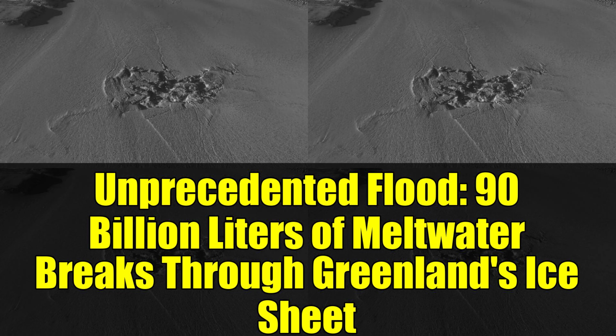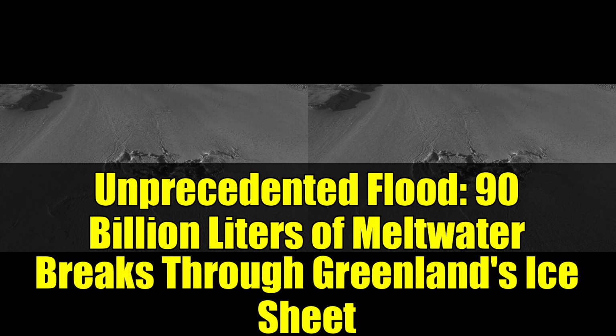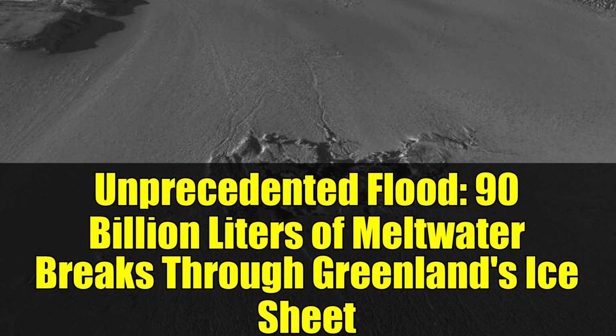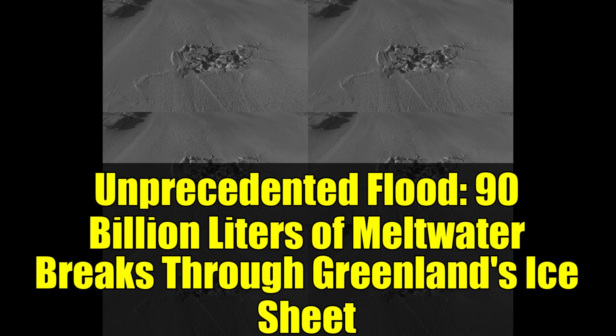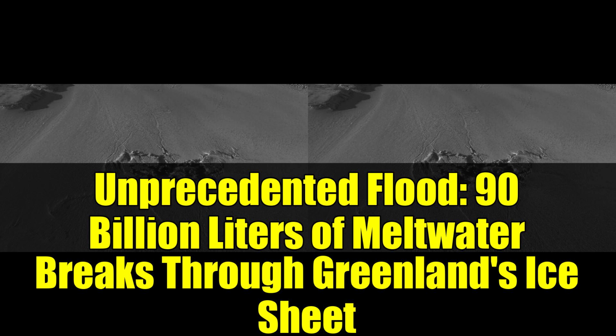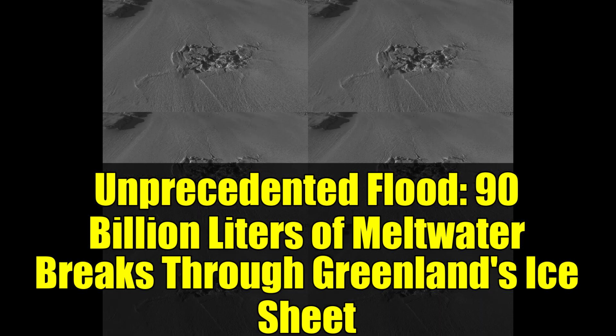The sheer force of the water also fractured a large area of ice downstream, leaving behind ice blocks towering 25 meters high. And this is the part most people miss. This event not only challenges our understanding of how meltwater flows through ice sheets, but it also contradicts existing models that predicted the base of the Greenland ice sheet to be frozen solid.